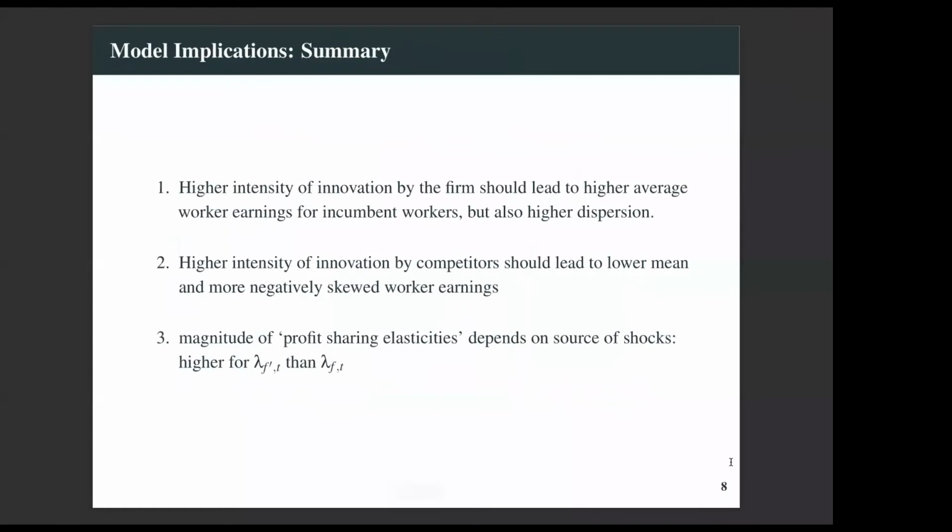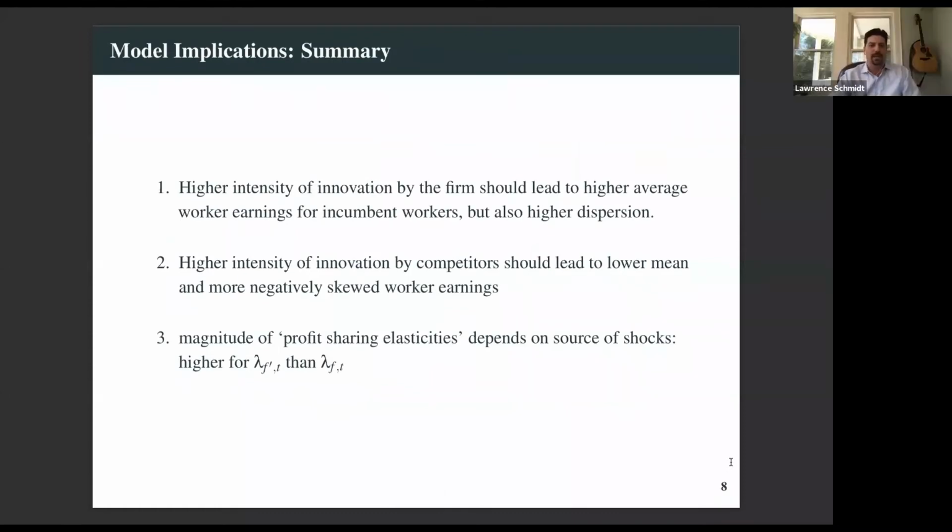Okay, so what does this model say? Basically, on average, own firm innovation is good for incumbents, but dispersion also increases because some of them are going to end up seeing their skill set be replaced. Competitor innovation is going to be bad on average, and it's going to show up in a skewed fashion. There are some workers who get displaced, they're hard hit, everyone else is fine. And the magnitude of the pass-through from these own firm innovations is going to depend on the type of shock we're talking about.